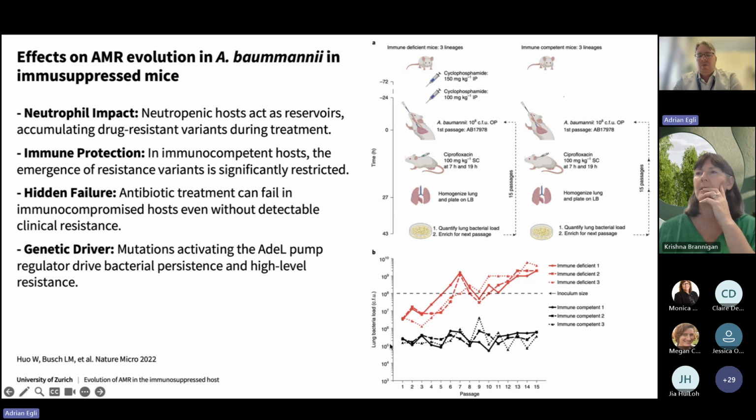They stayed at around 10 to the 5 colony-forming units, whereas in the immunosuppressed mice, there was a clear increase, and this increase was even larger than the actual inoculum size. Now, how can this be explained?